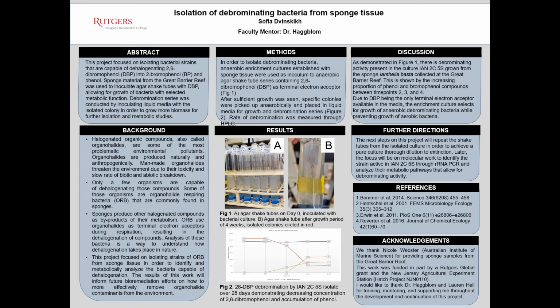Only a few organisms are capable of dehalogenating those compounds, and some of those organisms are organohalide-respiring bacteria that are commonly found in sponges, due to the production by sponges of other halogenated compounds as byproducts of their metabolism.